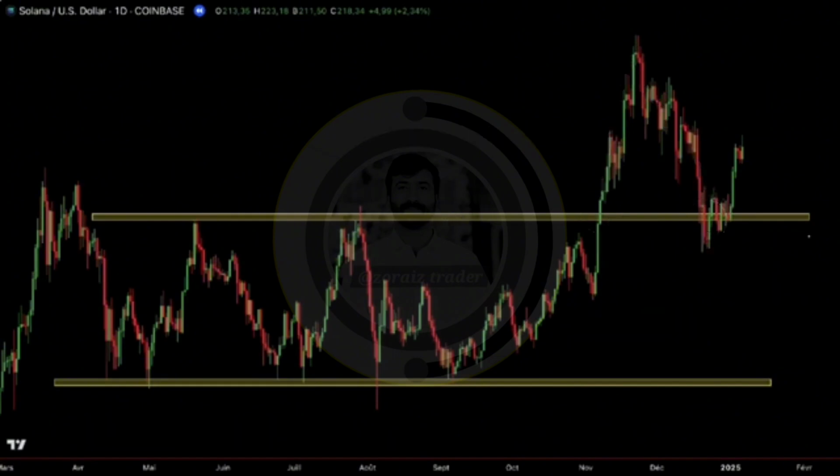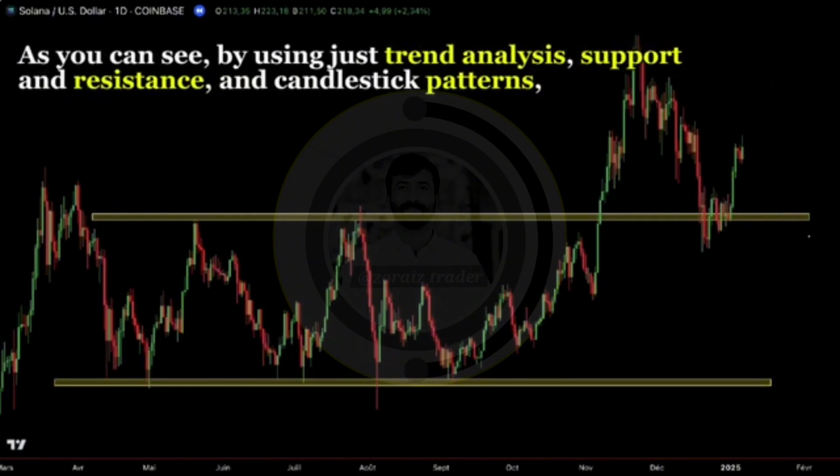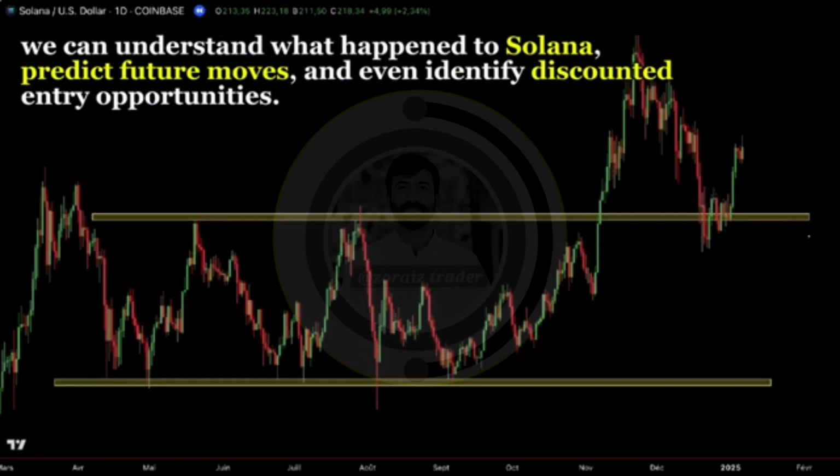For long-term investors, the best entry would be to wait for the market to retrace back to the support level again. Otherwise, entering a trade at these higher levels is considered a premium entry, which carries higher risk and could cost you money. As you can see, by using just trend analysis, support and resistance and candlestick patterns, we can understand what happened to Solana, predict future moves, and even identify discounted entry opportunities.